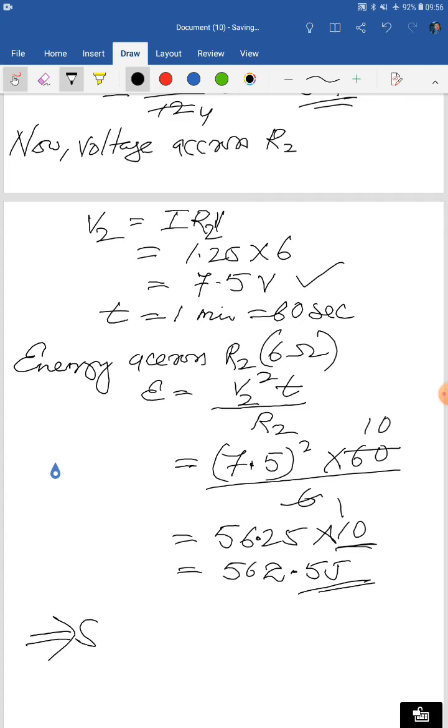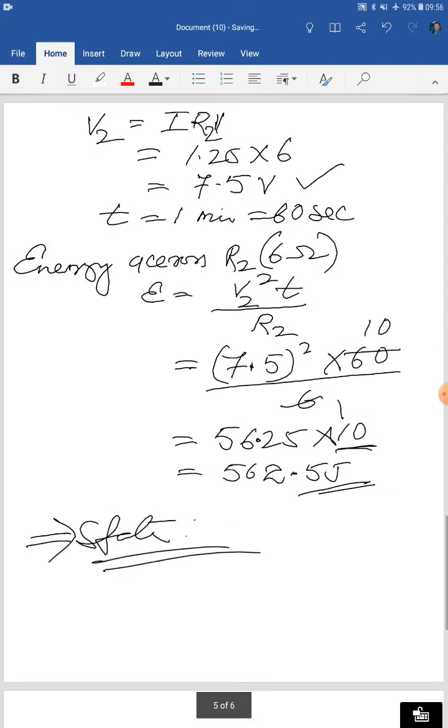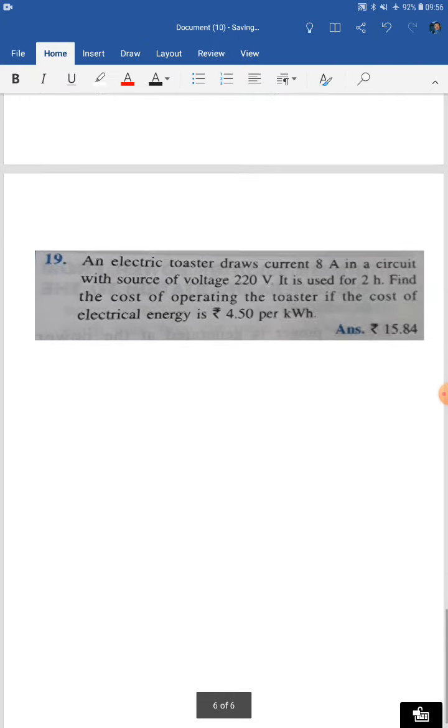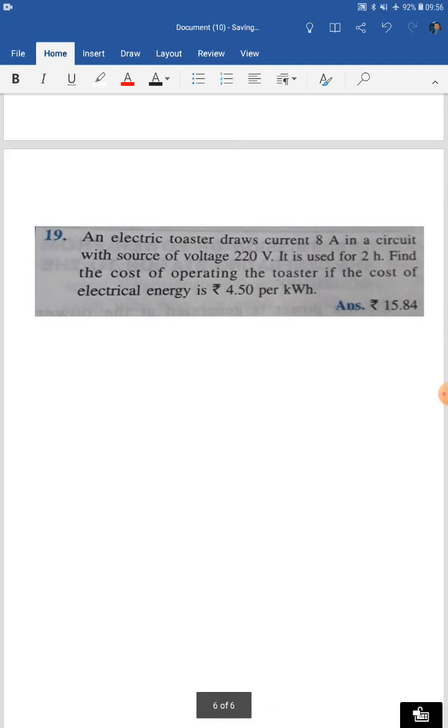So you have to write the statement at the end, rule number 4. This question, question number 17, was a bit lengthy. Similarly, the next question, question number 18, is also somewhat similar, so we are not going to do that. We will do question number 19 now.